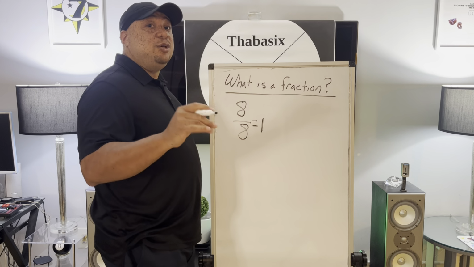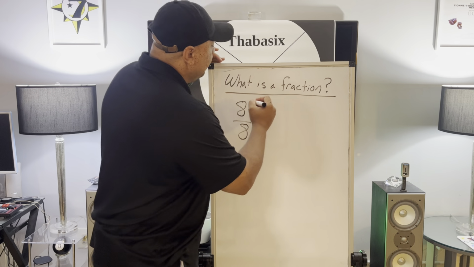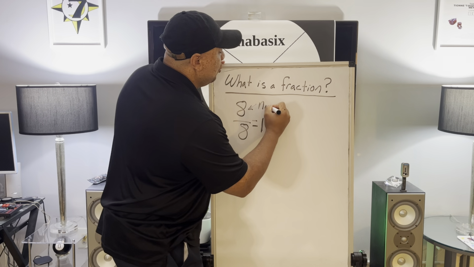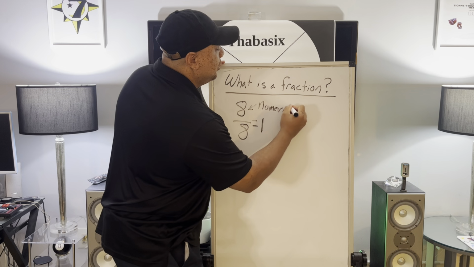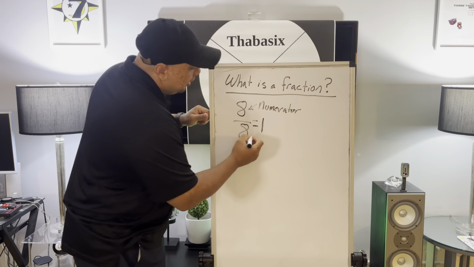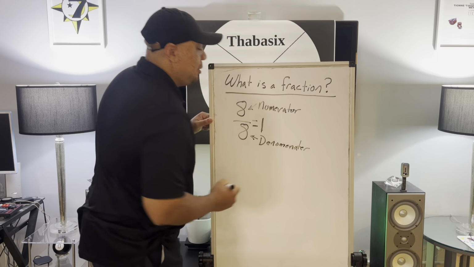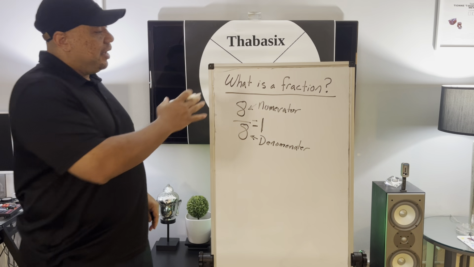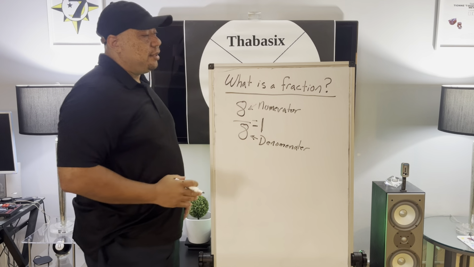The numerator is the number above. Let me write that out. Numerator. All right, so that's the number at the top, and this is the bottom. It's the denominator. Okay, so when they're equal, that equals 1. Again, one whole pizza.